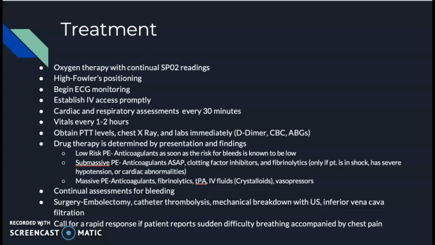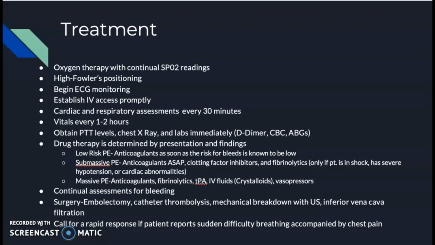Depending on what type of pulmonary embolism they have, they could get up to anticoagulants, fibrinolytics, TPA, IV fluids such as crystalloids, and if that doesn't work, vasopressors. Then after they get their drug therapy, they're going to be at risk for bleeds, so continual assessments for bleeding are part of the treatment.